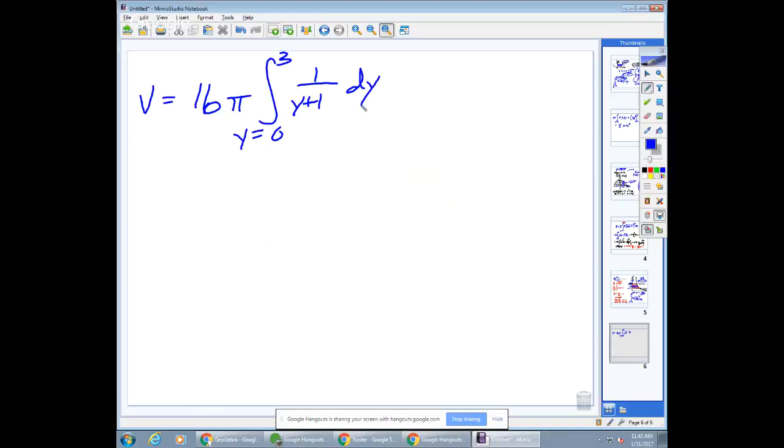Somebody want to suggest an antiderivative for 1 over something? What is it? If there were a square in there, maybe it would be like an arcsine. But if it's just 1 over x, 1 over y, that's just the natural log. A u-substitution is sometimes not a bad thing to be safe. So just consider for a moment, if I let u equal y plus 1, what's du going to be equal to?